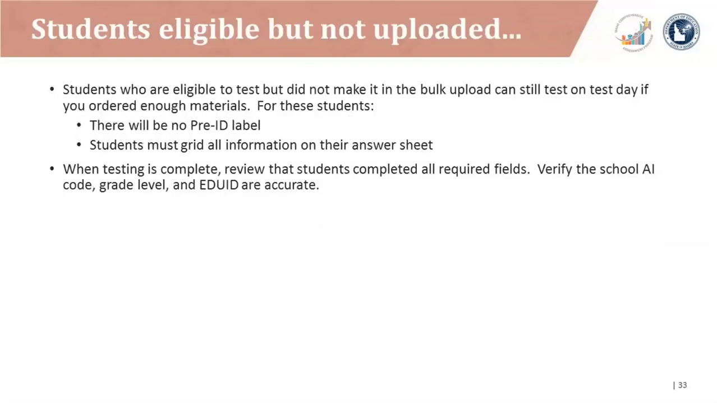Students who are eligible to test but did not make it into the bulk upload can still test on test day if you ordered enough materials. For these students, there will be no pre-ID label. These students will need to grid all information on their answer sheet. When testing is completed, review that students completed all required fields and verify the school AI code, the grade level, and the EDU ID numbers are correct.